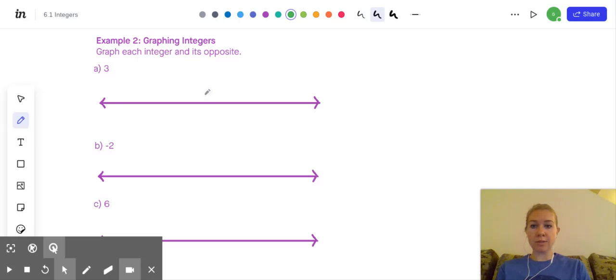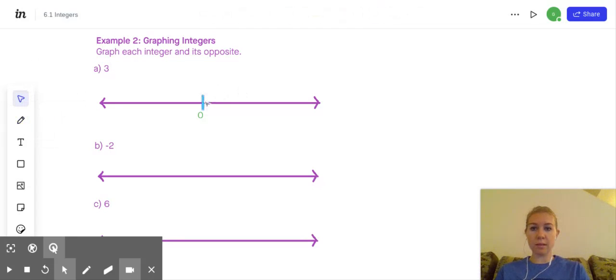Okay, so first, though, we need to put 0 in the middle. And then let's go from there. So we have the integer 3. So I'm just going to count by ones on my number line. And I'm going to try and make the space between my numbers about the same amount of space. It might not be exact, but I'll try and do the best I can. Okay, so there's all my tallies. Now I'm going to label my tallies.